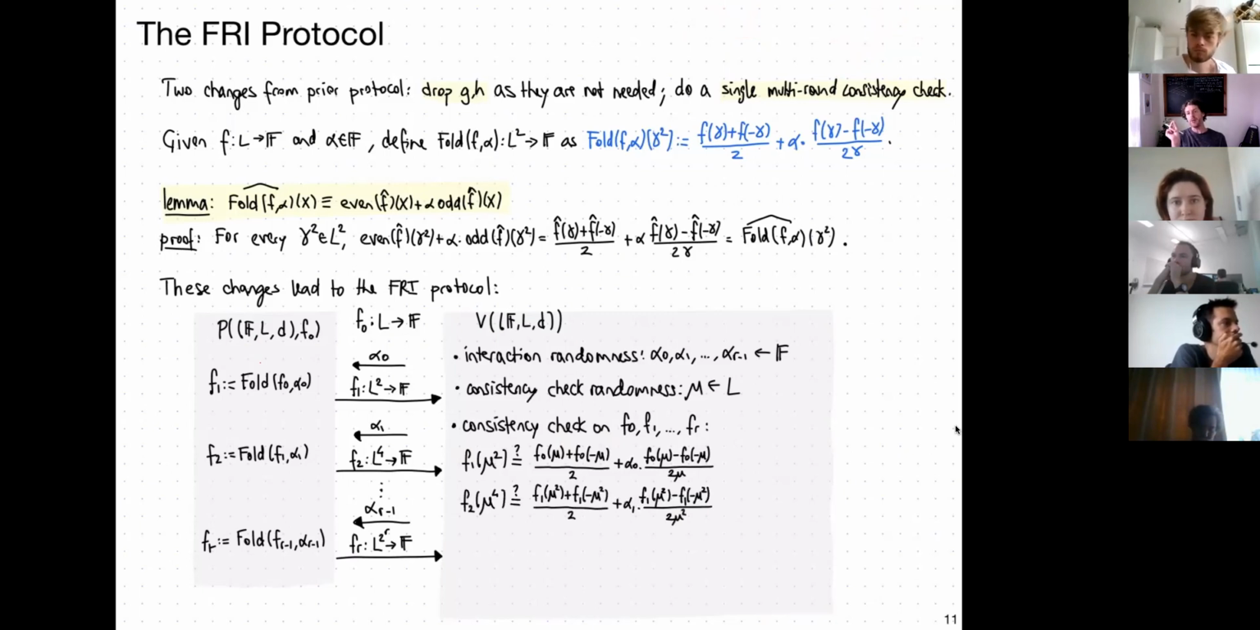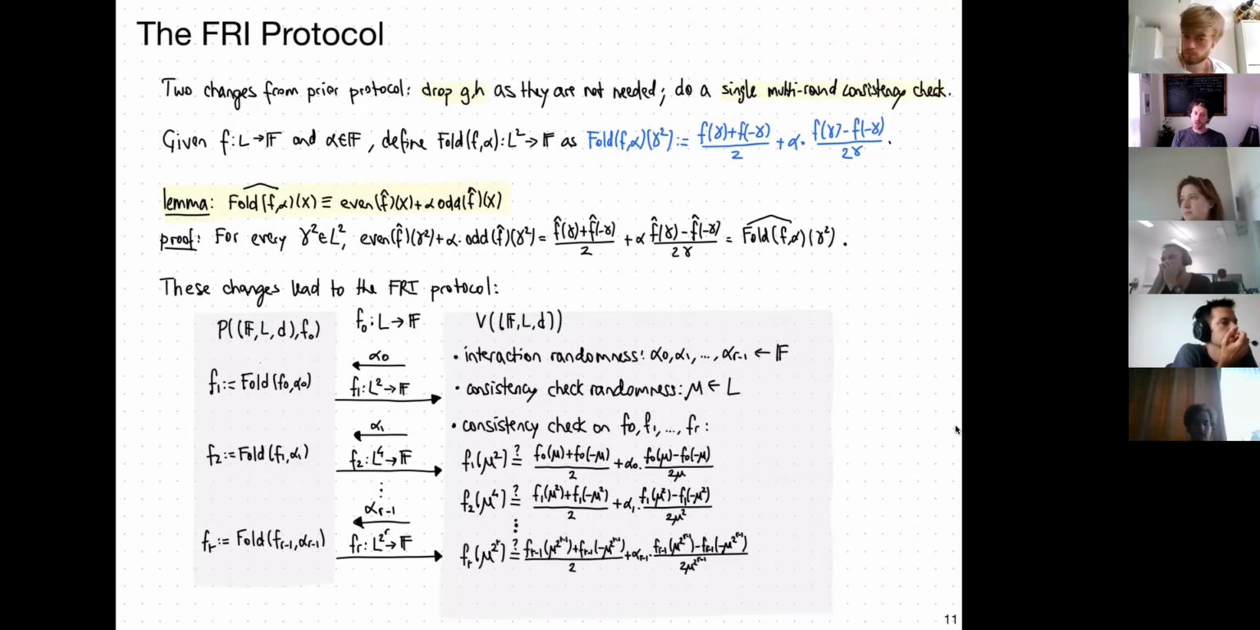But then at the next step, we have a function which is defined over L4, and we'll take the same element mu, square it to get mu to the 4, and then we'll do the same check with respect to that squared element. And we'll do that on and on. So instead of having a fresh mu for each function, we'll check all of them in a correlated way using elements which have this shared structure.